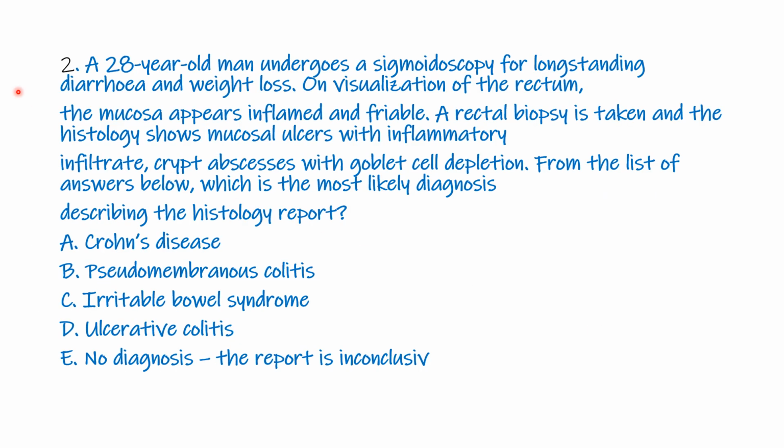So this is just a question. A 28-year-old man undergoes proctoscopy, which is a kind of lower endoscopy, for long-standing diarrhea and weight loss. On visualization of the rectum, the mucosa appears inflamed and friable. Rectal biopsy is taken, and histology shows mucosal ulcers with inflammatory infiltrates, crypt abscesses with goblet cell depletion. From the list of answers below, which is the most likely diagnosis?